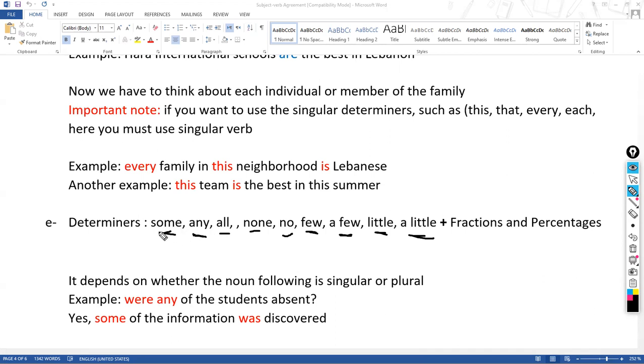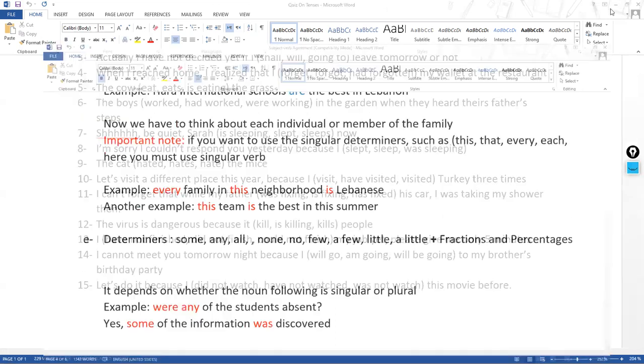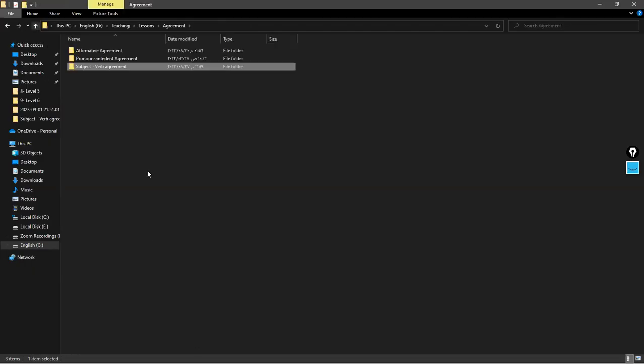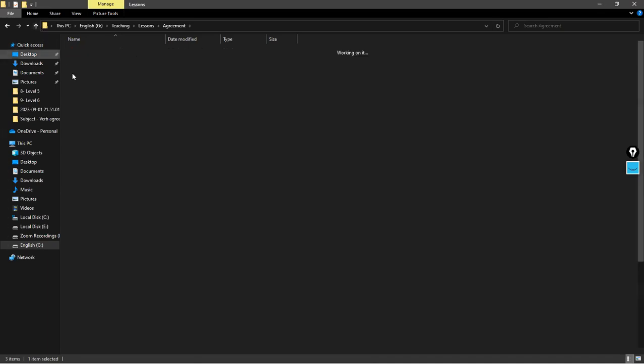Because the problem in the Arabic language is that it is not good to translate all the time. If you want to translate the word some, it is بعض. Any, it is بعض. Few, بعض. A few, بعض. Little, بعض. A little is بعض. So all of them are the same in the Arabic language, but in grammar they have big differences. Now let's discuss the first two determiners, which are some and any.